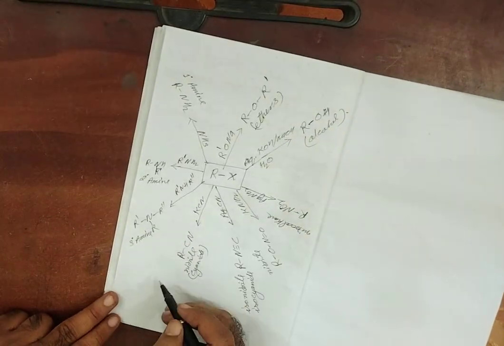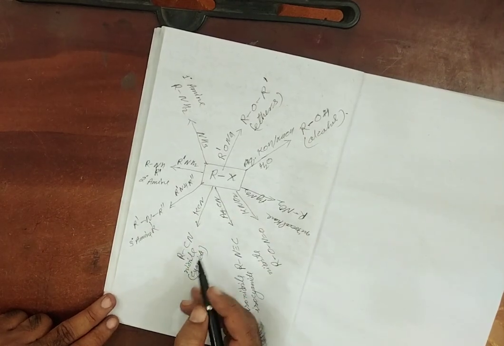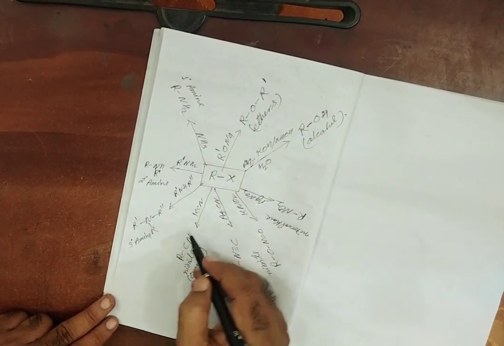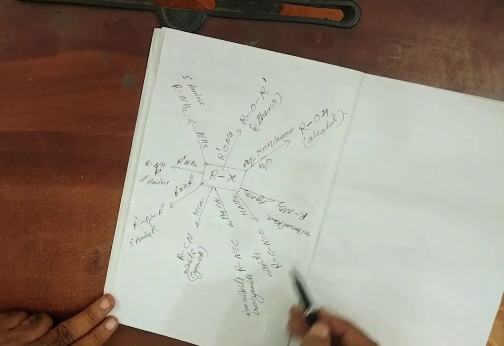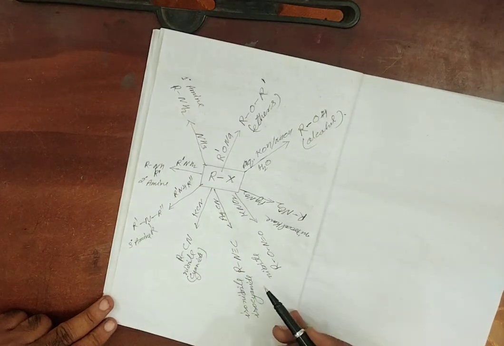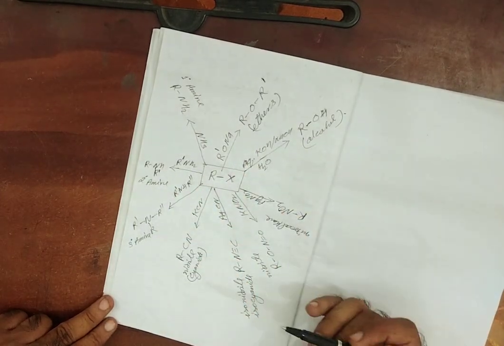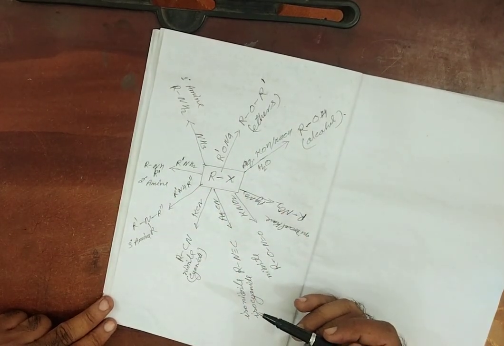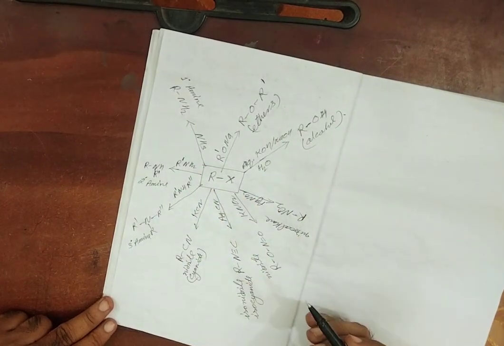So these are some of the nucleophilic substitution reactions that alkyl halides undergo, and all these products are formed. So we can learn it in a single shot, what the general nucleophilic substitution reactions are that alkyl halides undergo.